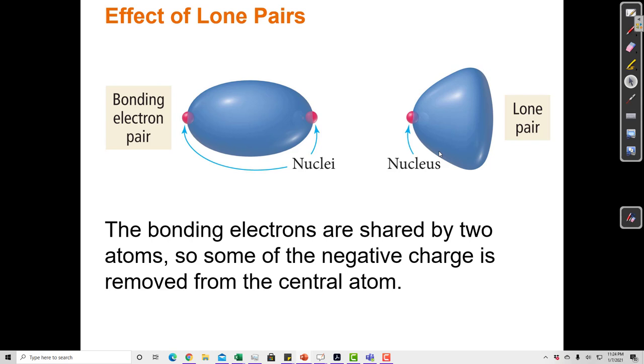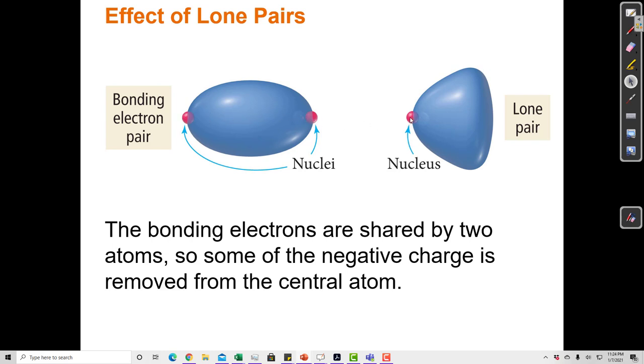So when I have electrons that are between two atoms, those electrons kind of spread out, and we get this bonding electron pair. And remember, it's hard to say exactly where the electrons are because of the Heisenberg uncertainty principle. So the electrons are somewhere within this region, and the region gets stretched out between the two nuclei.